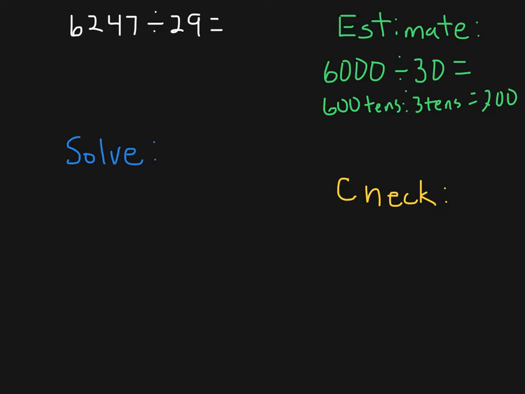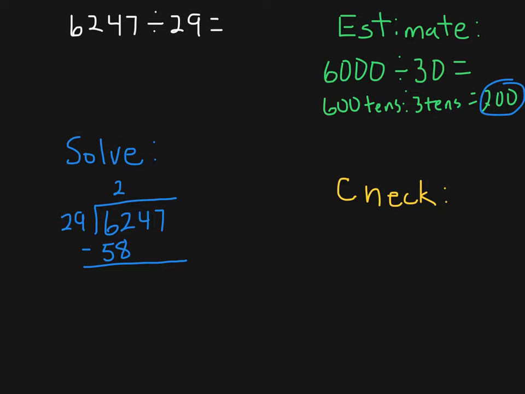So I'm going to move on to the solve part of my problem now. 6,247 divided by 29, and I'm going to use my estimate over here. I'm not going to write the whole 200 down, but I'm going to put the 2 in the hundreds place. And 2 times 29 is 58. And of course this is 58 hundreds.